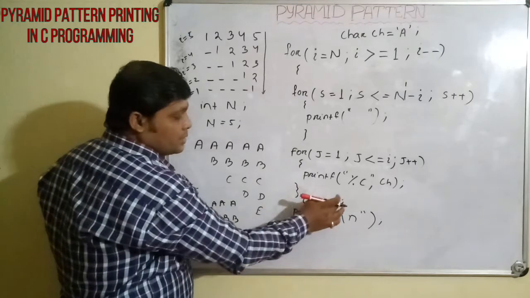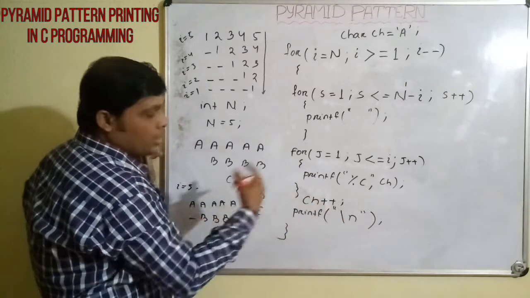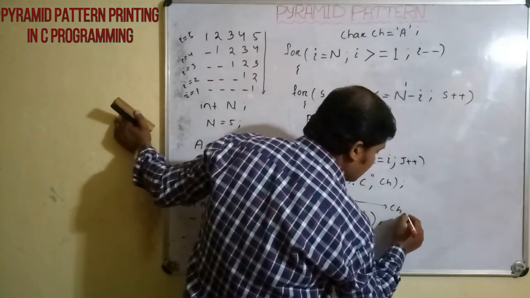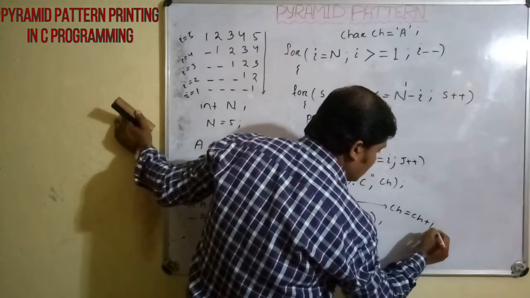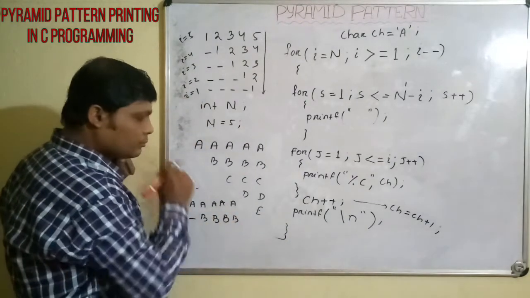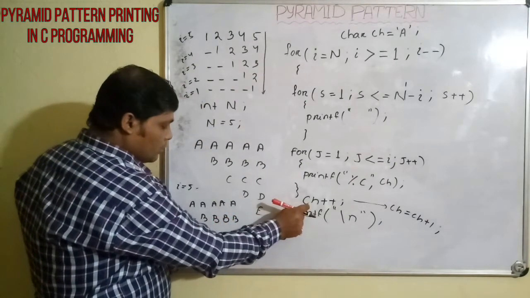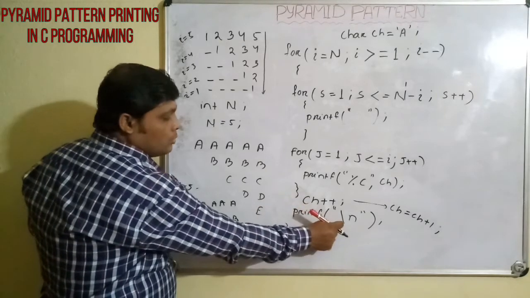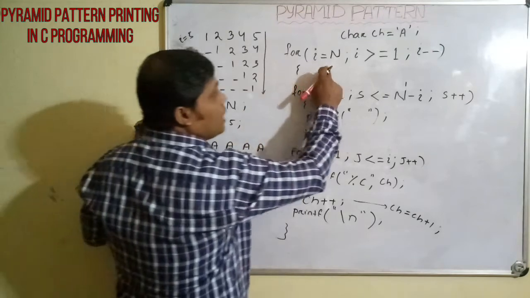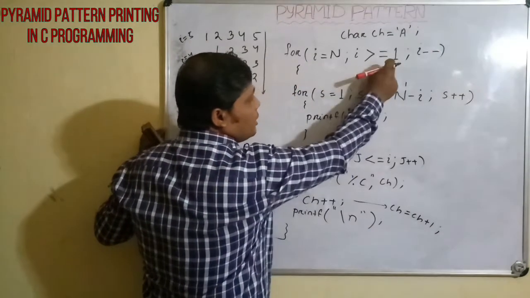Clear? Then ch plus plus, it will be c. Instead of ch plus plus, you may write ch equal to ch plus 1, it is nothing but the same. Clear? So ch will be c. So print a backslash n, it will go to the next line. Then now see, i value modified to 3.